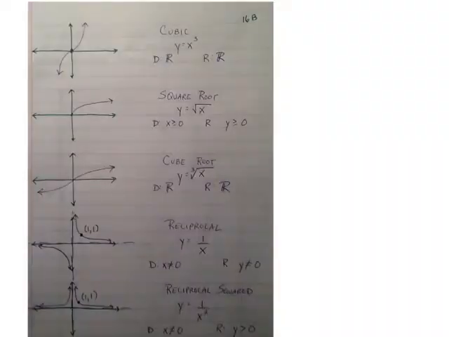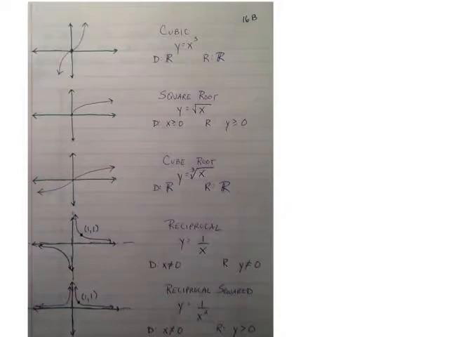Our next toolkit function is the cubic function, which is y equals x cubed, and our domain is all real numbers, and our range is all real numbers. The next toolkit function is the square root function, which starts at the origin and curves upward and outward, so we can see that the domain is x is greater than or equal to 0 and our range is y is greater than or equal to 0. Then we have the cube root function, which has a domain of all real numbers and range of all real numbers.